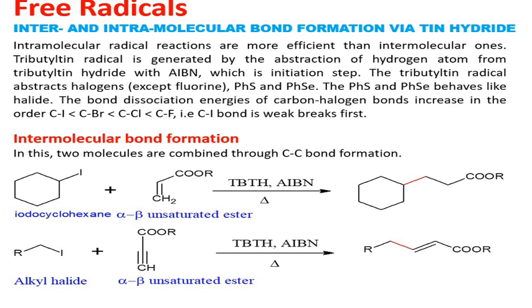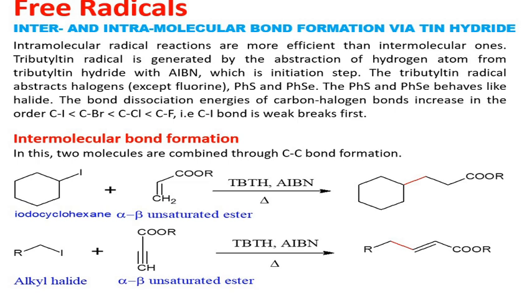The tributyl tin radical is generated by abstraction of a hydrogen atom from tributyl tin hydride with azo-bis isobutyronitrile. This is the initiation step. The tributyl tin radical abstracts halogens. In the previous lectures, we have studied that the tributyl tin radical, or tin, has affinity towards halogens.